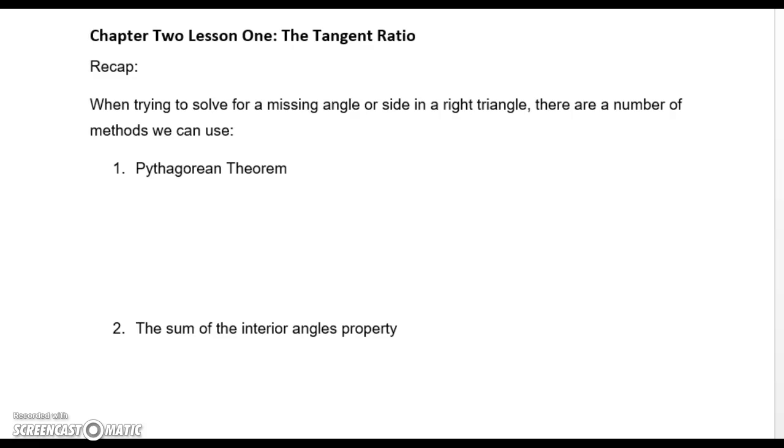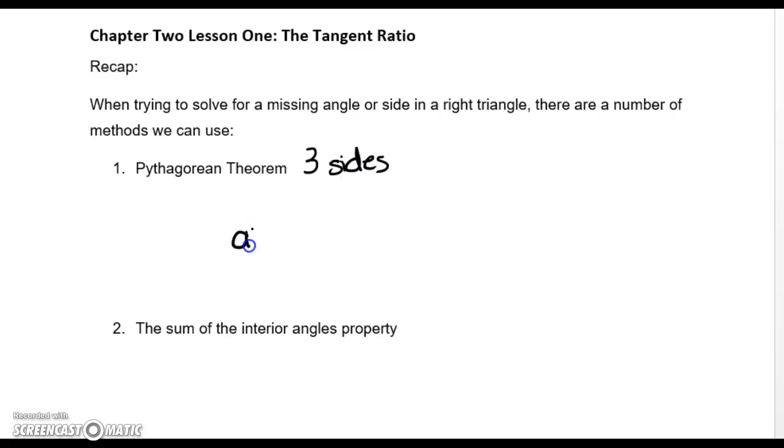In this video, we're going to look at Lesson 1 from Chapter 2, which is talking about the tangent ratio. Just as a quick recap, when we're trying to solve for a missing angle or a side in a right triangle, there are a number of different methods we can use. The first one is the Pythagorean theorem, which is when we have three sides. So you're only working with the three sides of a triangle.